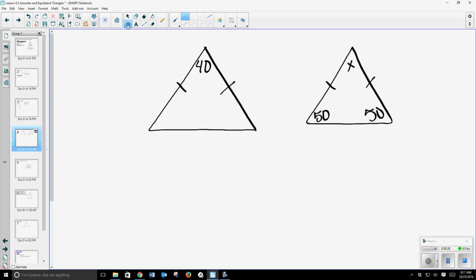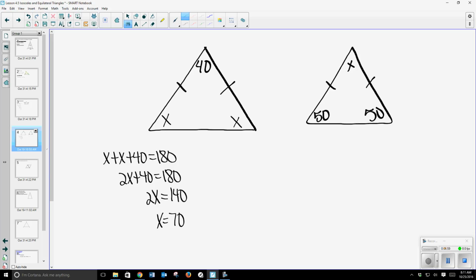Well, it may be helpful to see that x is in the place of the base angles so that you can set up an equation. So it'd be x plus x plus 40 equals 180. So that's 2x plus 40 equals 180. Subtract 40. We'll go back to not having to show all of that. And get 140. Divide by 2, and x equals 70.